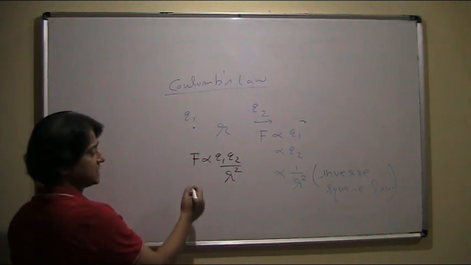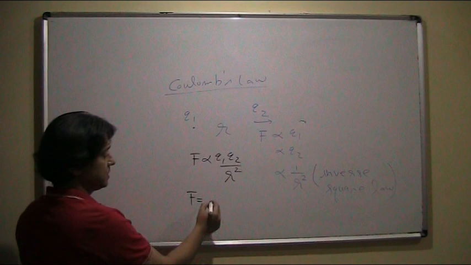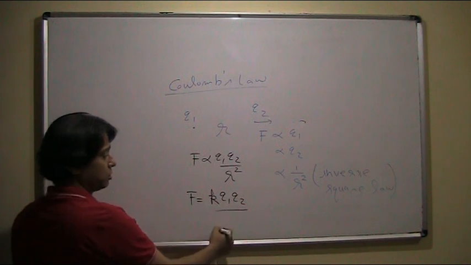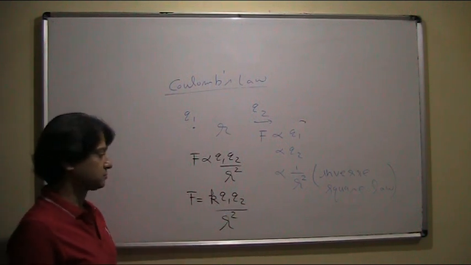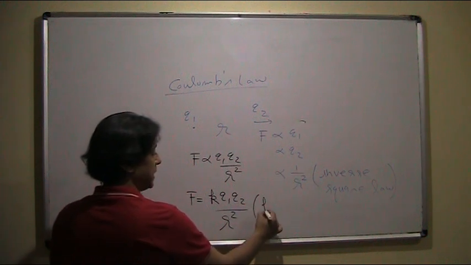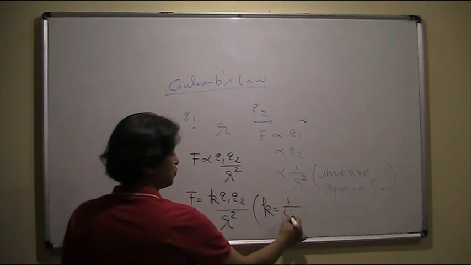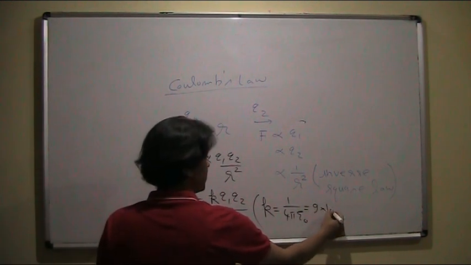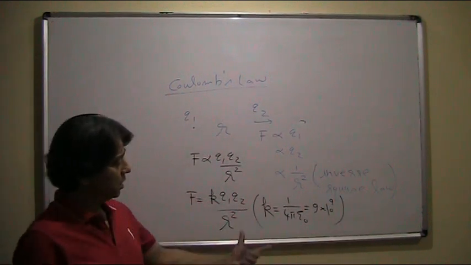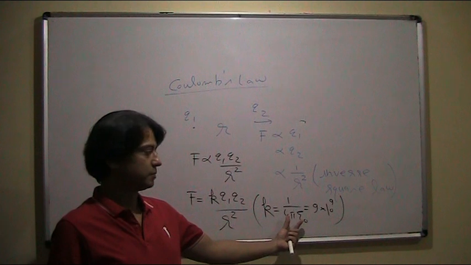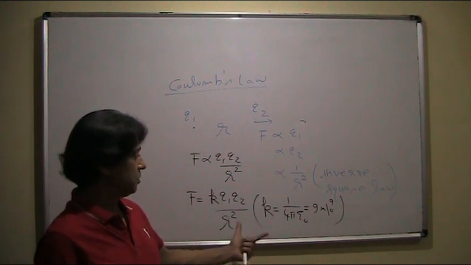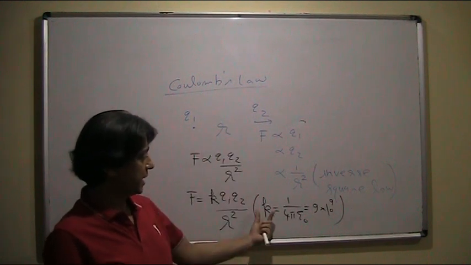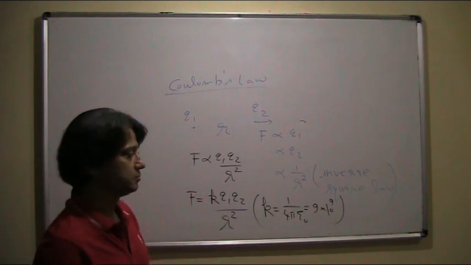When we remove the proportionality sign, we use a constant, and that constant is K, and force becomes K Q1 Q2 upon R square. K is 1 upon 4 pi epsilon 0. Its value is 9 into 10 to the power 9. We'll discuss epsilon 0 later on. For the time being, when charges are placed in vacuum, K is given by 9 into 10 to the power 9.